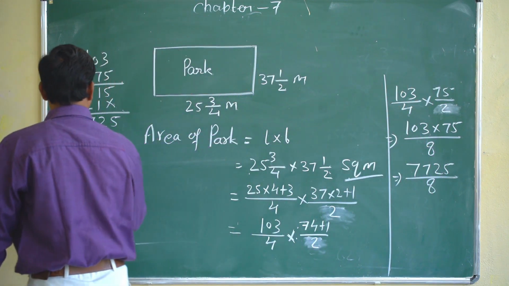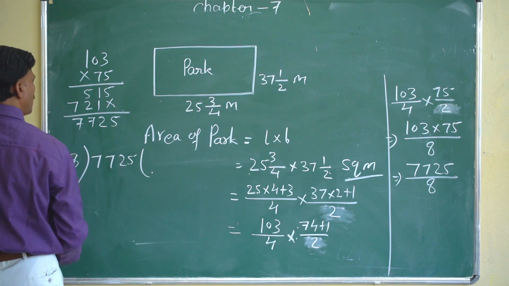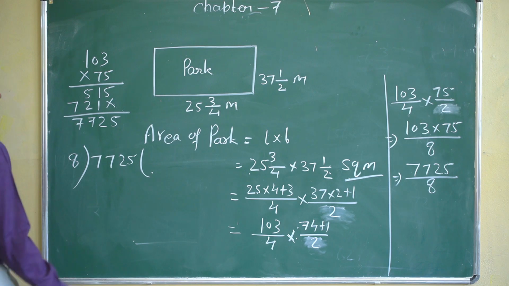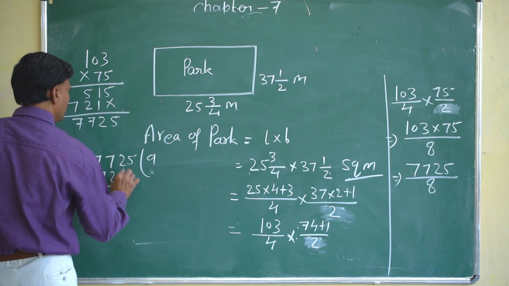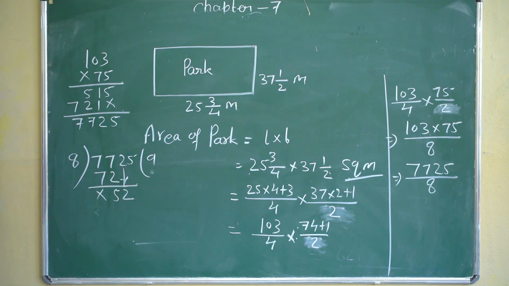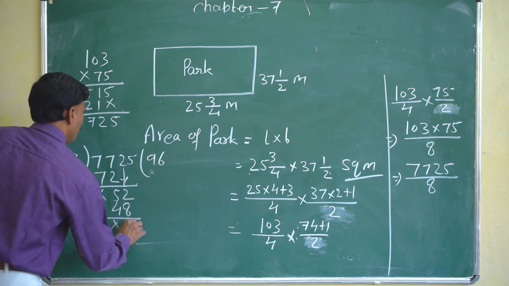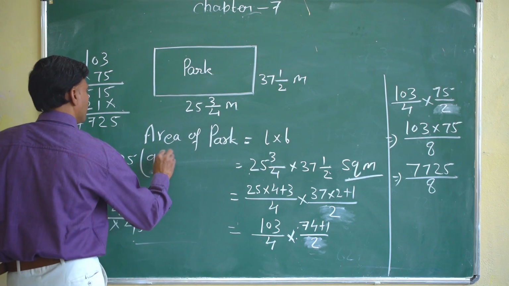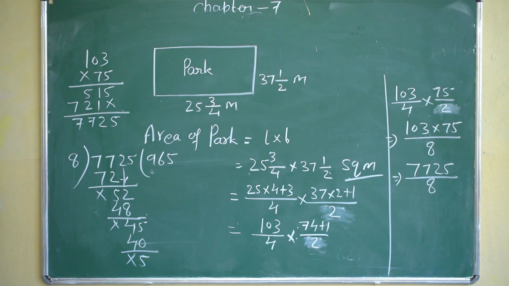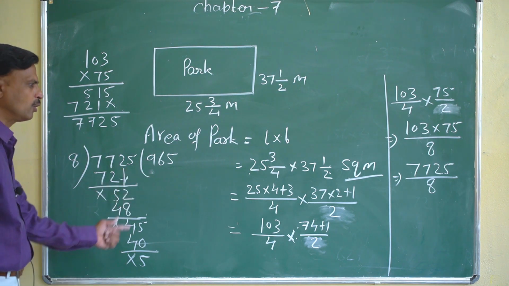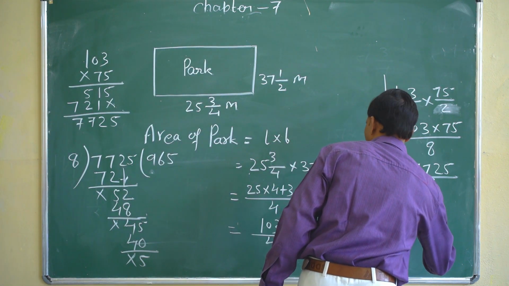So it will convert into a mixed fraction. 77 divided by 8, how many times will it be divisible? 9 times, 72. So it will come 5 over here. It will come 2, then 6 times, 48, so it will come 4. Then 5, then 5 times. You can convert into decimal also if you want, or you can write in a mixed fraction. If you write in a mixed fraction, it will come 965 whole number 5 by 8.